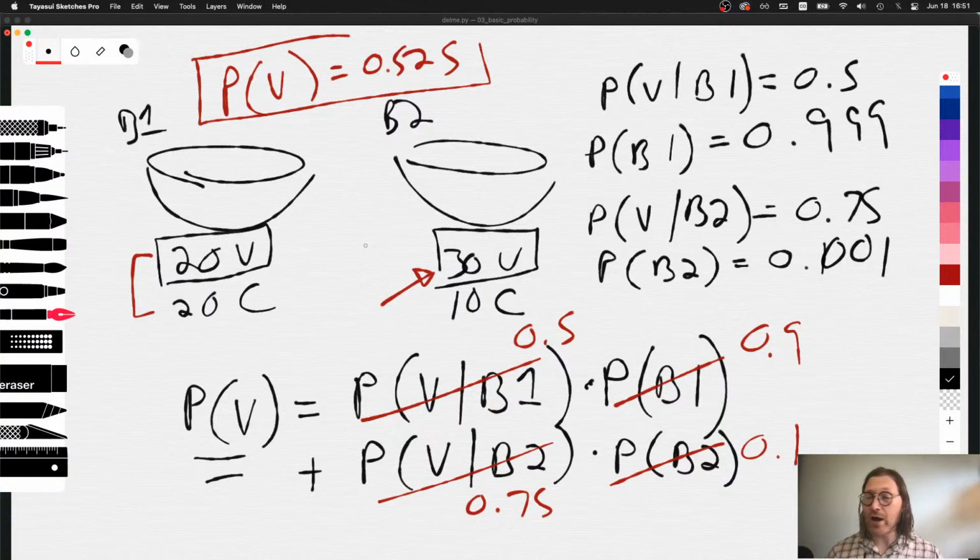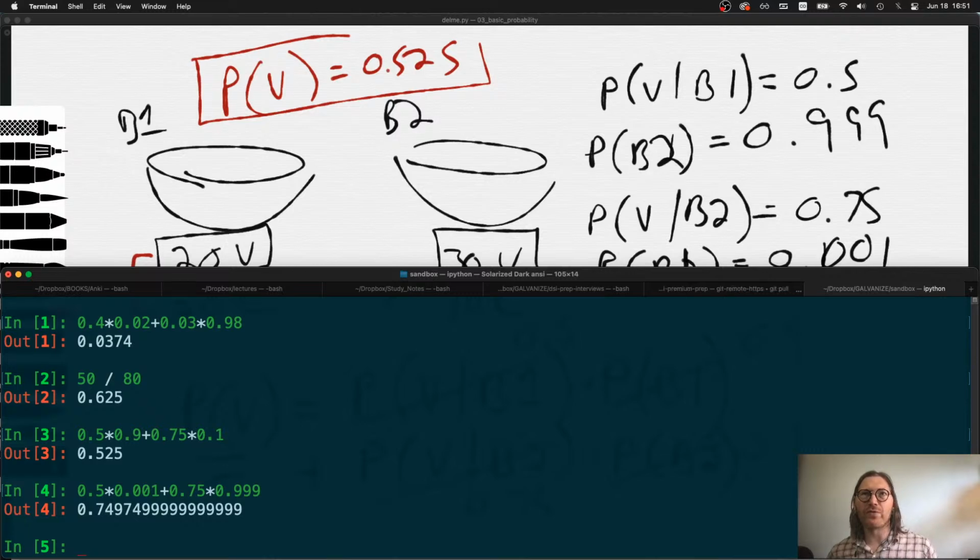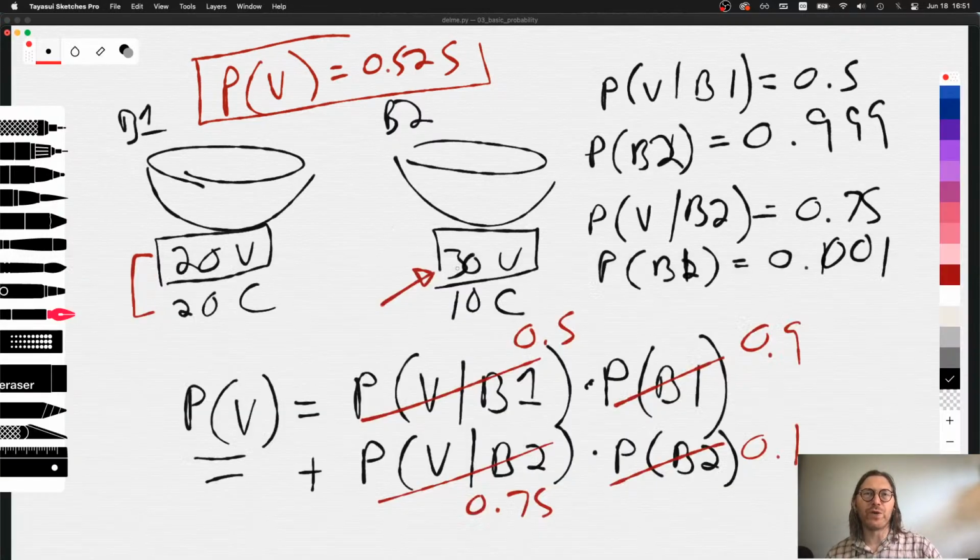We could switch that around, of course. Like instead of bowl 1 being 0.999, maybe bowl 2 is 0.999 and bowl 1 is 0.001, and we're going to see that kind of invert in a way. So that would be 0.5 multiplied by 0.001 plus 0.75 multiplied by 0.999, and we're going to be very close to 0.75, right? Because the frequency of vanilla in bowl 2 is going to end up dominating, because bowl 2 is going to have such a heavier weight.